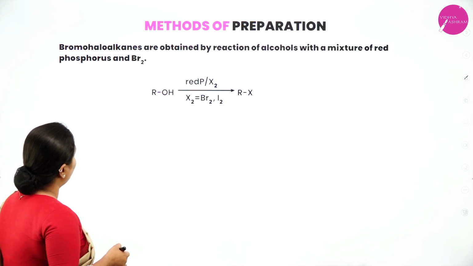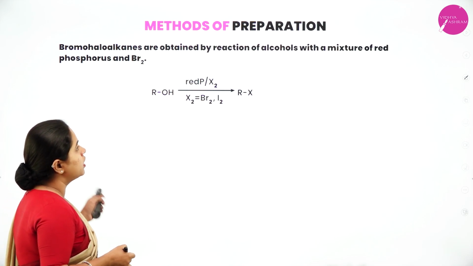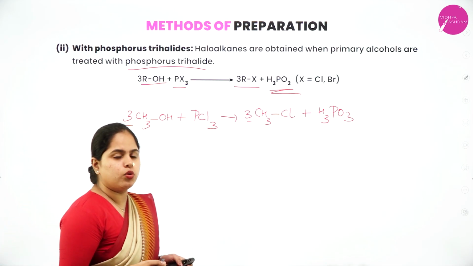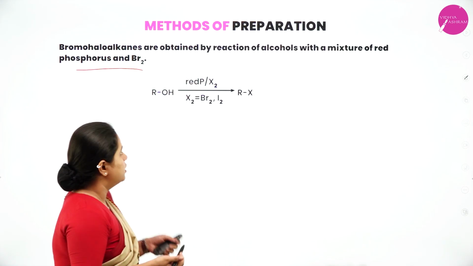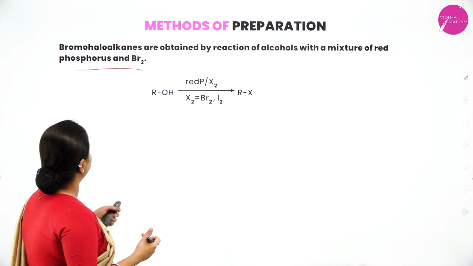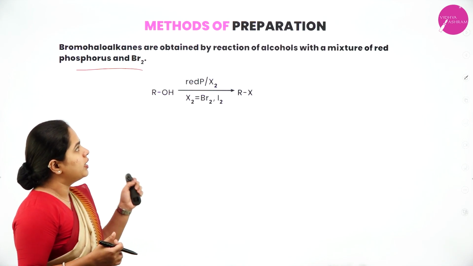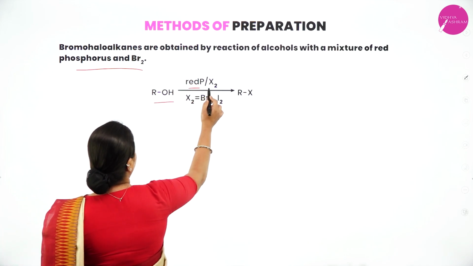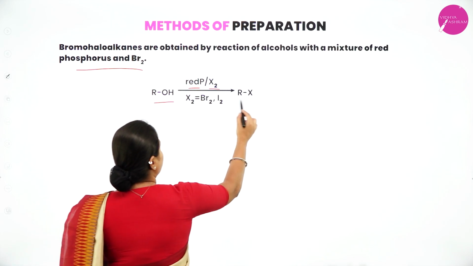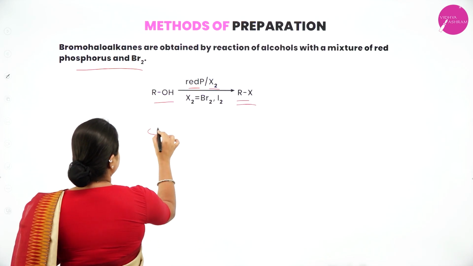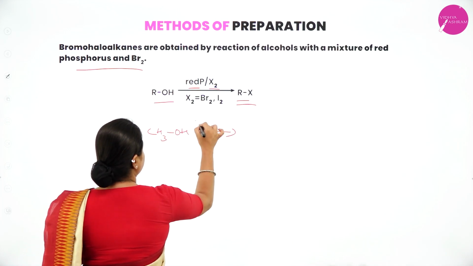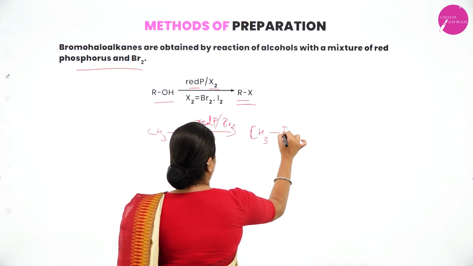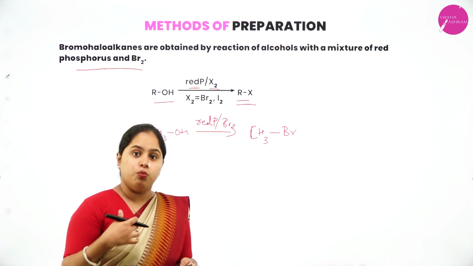Moving on to the next one, bromoalkanes are obtained by reaction of alcohols with a mixture of red phosphorus and bromine. So in this particular method, we can only use the halogens chlorine and bromine. So if you want to obtain bromoalkanes specifically, we can obtain them by reacting alcohols with a mixture of red phosphorus and bromine. As you can see here, alcohol in presence of red phosphorus and the particular halogen gives the particular alkyl halide. So let's take CH3OH itself. When it reacts with red phosphorus in presence of bromine, what will you get? You will get CH3Br. So this is another method to obtain bromoalkane.